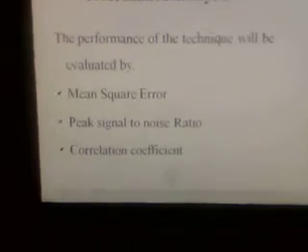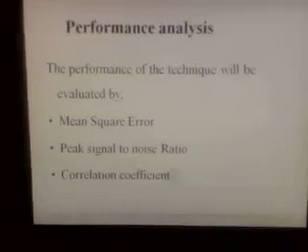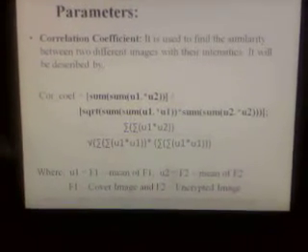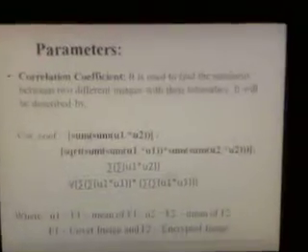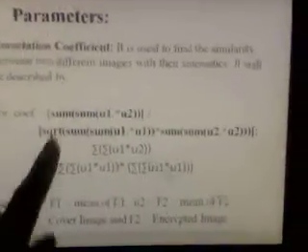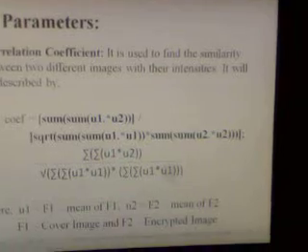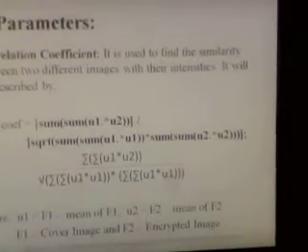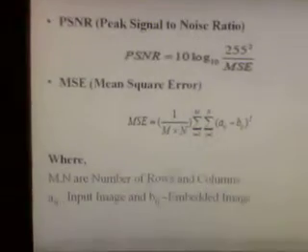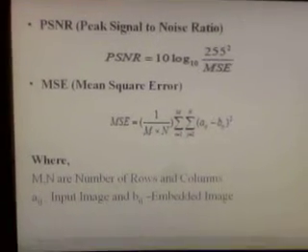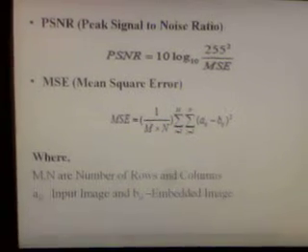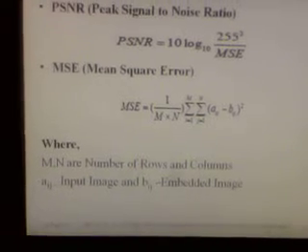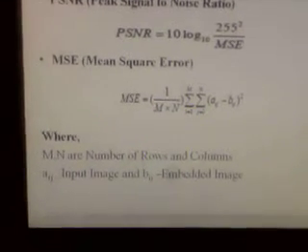The performance of the technique is evaluated by mean square error, peak signal to noise ratio and correlation coefficient. The correlation coefficient is the similarity between two different images with their intensities. It is given by this formula, where U1 is the mean of F1, U2 is the mean of F2, F1 is the cover image and F2 is the encrypted image. The peak signal to noise ratio is given by 10 log10 (255 squared / MSE). The mean square error is given by this formula, where M and N represent the number of rows and columns, Aij is the input image and Bij is the embedded image.